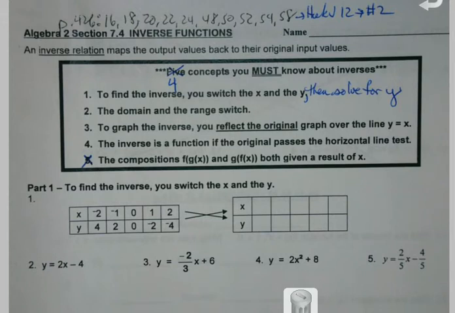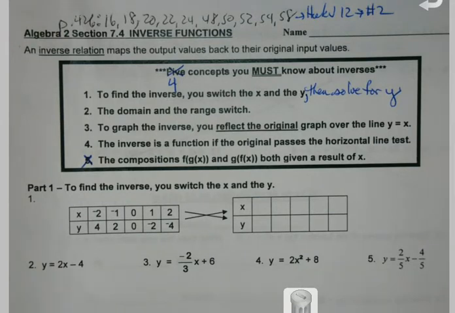Since we aren't doing compositions this year, because we got to eliminate part of our other notes with this too, using compositions to prove inverses isn't really going to help us very much. So we're going to be down to 4 concepts, and we're actually going to discuss all 4 of them today.